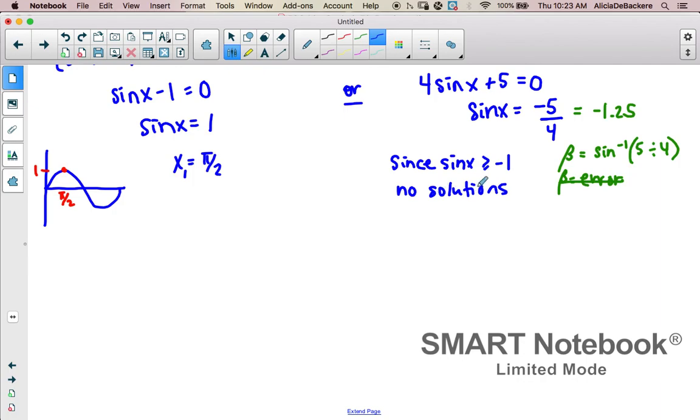Now, there's only no solutions for this section of the graph. There is still this other answer. So my therefore statement is: therefore x is equal to pi by 2. There is only one answer.